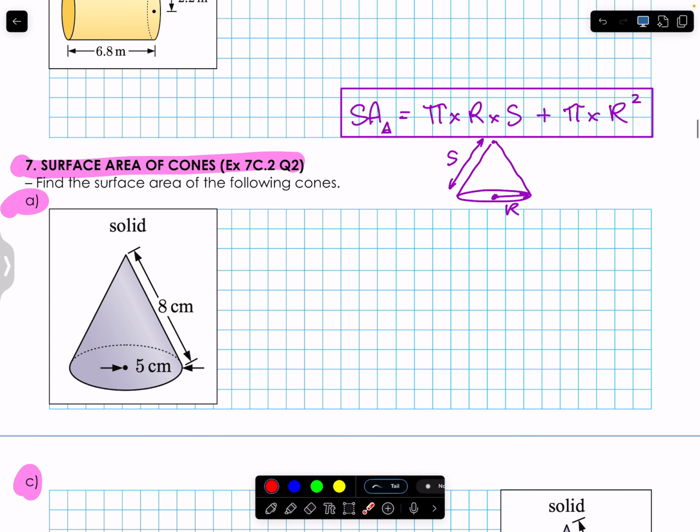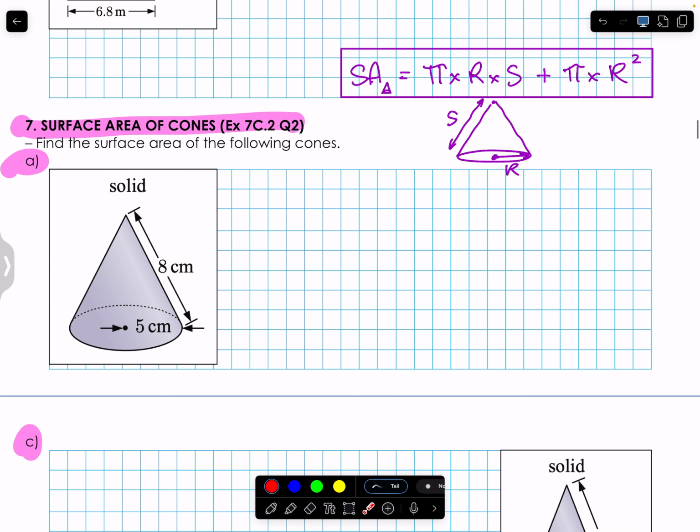So the surface area of a cone, how do I find that? This is your formula. If you want to copy it down, that's up to you. You can write it in your booklet if you want. What is a cone shape? It's the cone at the top. And then what's at the bottom of a cone? The base. What shape is that though?